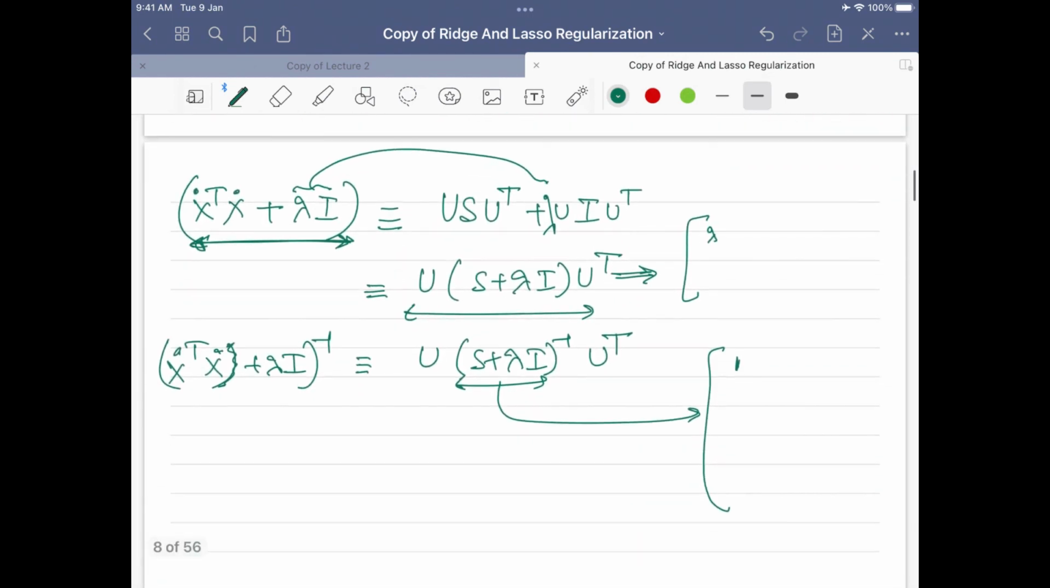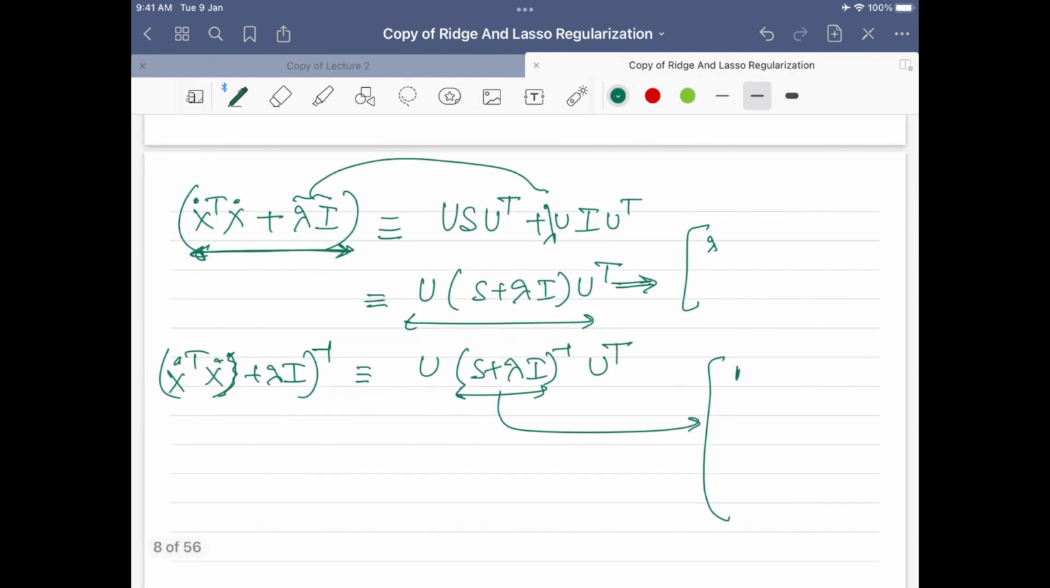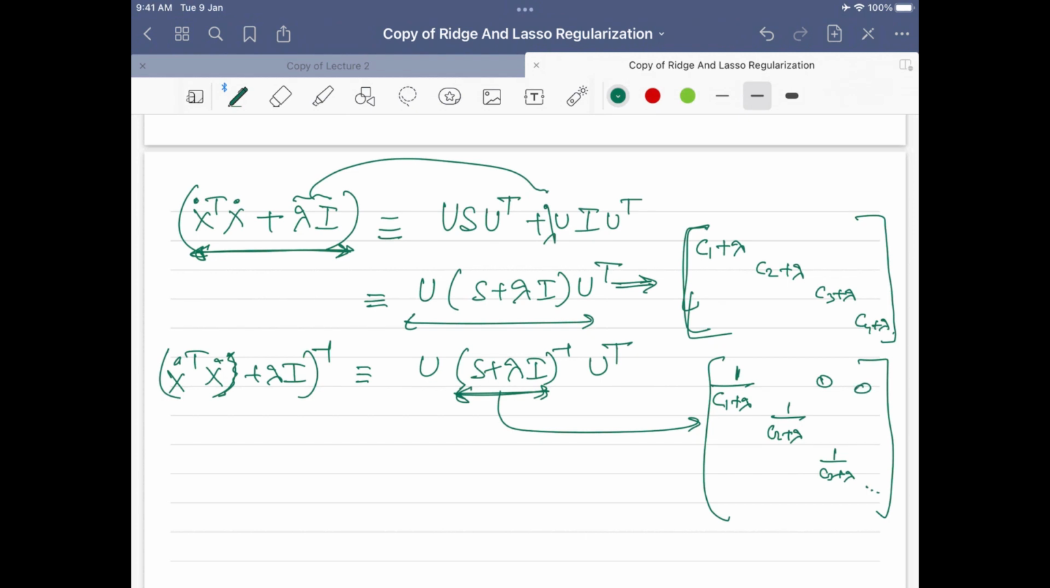So now in this particular case, what will be the modified value? Modified values will be c1 plus lambda, c2 plus lambda, c3 plus lambda, and c4 plus lambda, like this, are the diagonal values, the diagonal eigenvalues. And once you do the inversion, it will be 1 over c1 plus lambda, 1 over c2 plus lambda, 1 over c3 plus lambda, like this. All the other values are 0 here, so off diagonal elements are all 0.